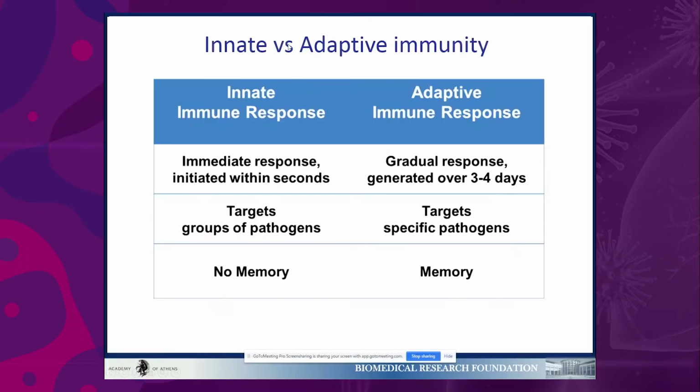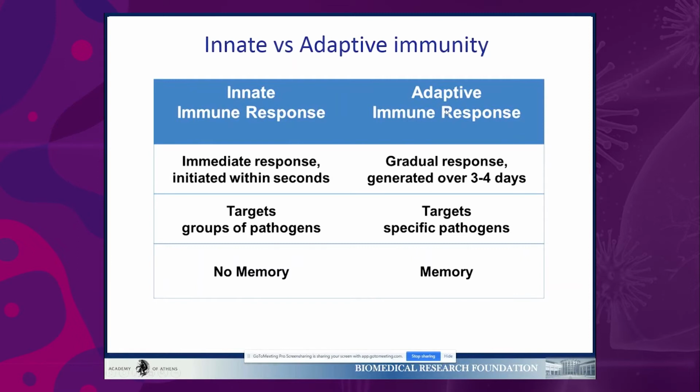Now, there are some very fundamental differences between innate and adaptive immunity. First of all, an innate immune response is an immediate response. It is initiated within seconds, and that is something very important you have to keep in mind. It targets groups of pathogens rather than specific pathogens, and it has no memory. So in principle, it should be the same every time our body encounters a pathogen.